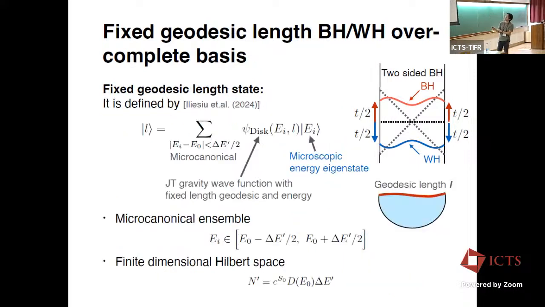And this wave function is the same wave function as in the JT gravity with the disk topology, with fixed geodesic length and the AdS boundary, without any handles at all. So this state is designed to reproduce the disk wave function when you take the overlap with the energy eigenstate. So this is the definition of the length state. Because I'm considering the microcanonical ensemble, the number of states is finite. So I'm considering a finite dimensional Hilbert space.